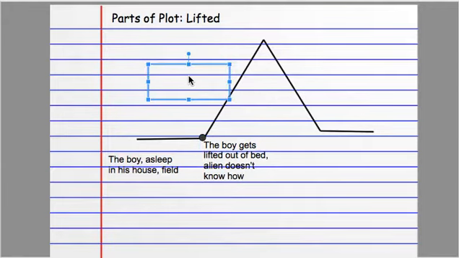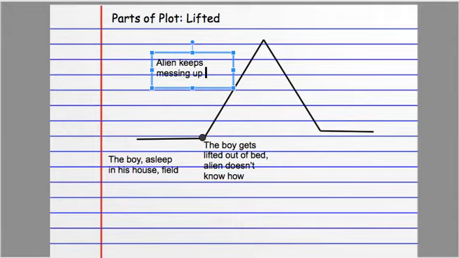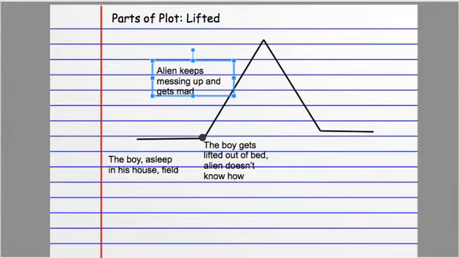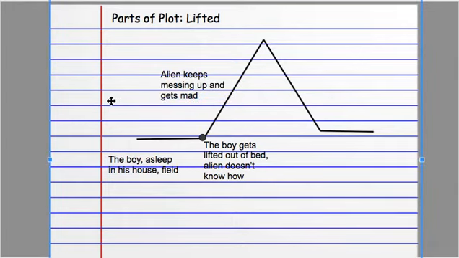Then we're going to start the rising action, where the events kind of start getting more exciting. This is all those little mess ups where the alien keeps messing up and gets mad. Alien keeps messing up and gets mad is going to be our rising action right here. That's where he keeps trying and bumping the boy's head and throwing him all over the room.